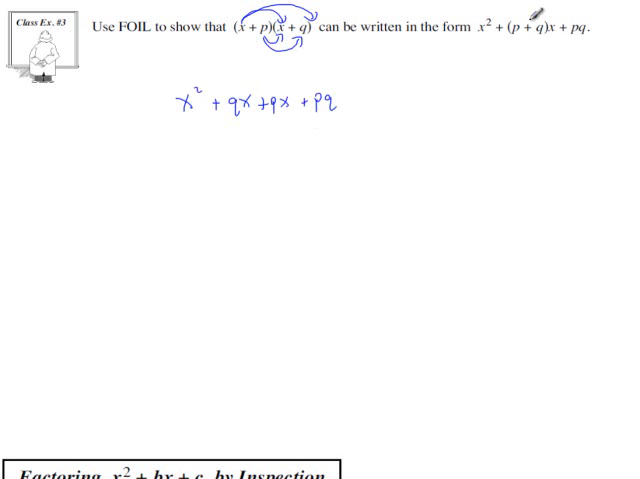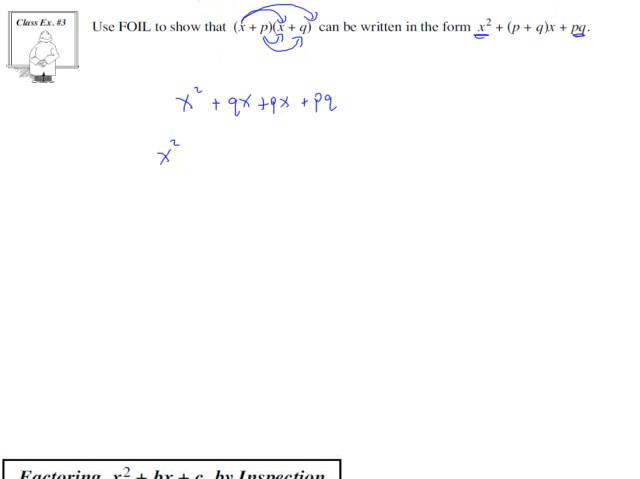So now look at this. Look at the format that you're trying to get to and see what the similarities are. So we have an x squared in ours, that's good. And we have a pq, good. So we just need to write the middle bit as p plus q times x. Let's see if we can do that.